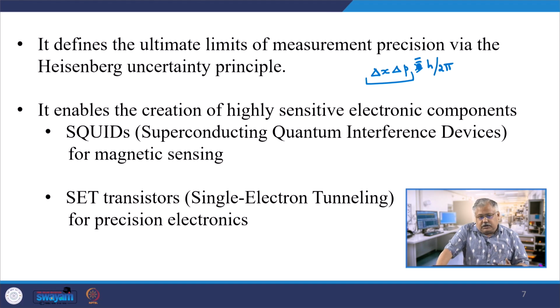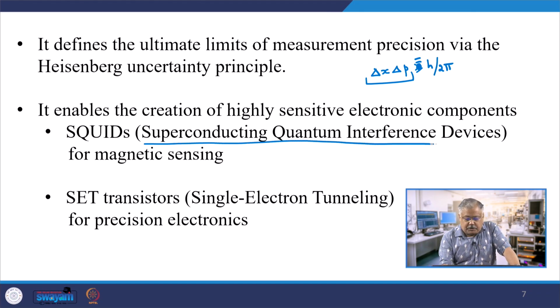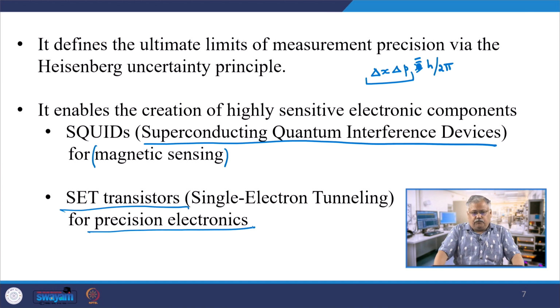Now, this helps you to create highly sensitive electronic components in SQUID. This is known as superconducting quantum interference devices, and they are used for magnetic sensing as such. And then you have single electron transistors, and these are for precision electronics, because we are actually looking into the movement of a single electron within the transistor, and therefore its accuracy is very high, and it is very useful for all precision electronics, or where the accuracy of the measured output should be the highest.